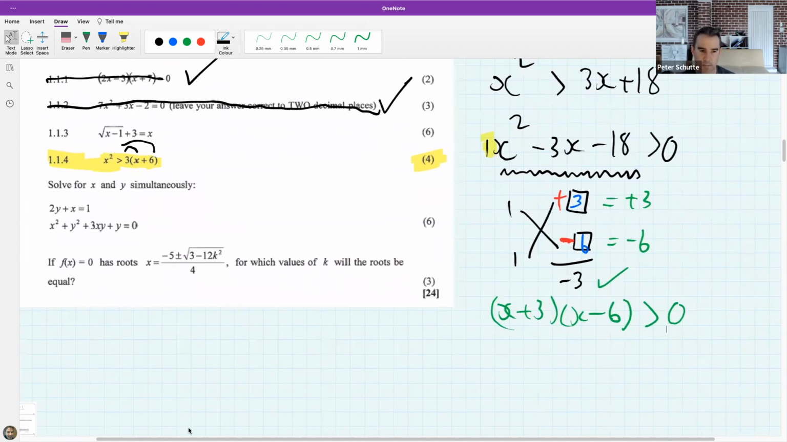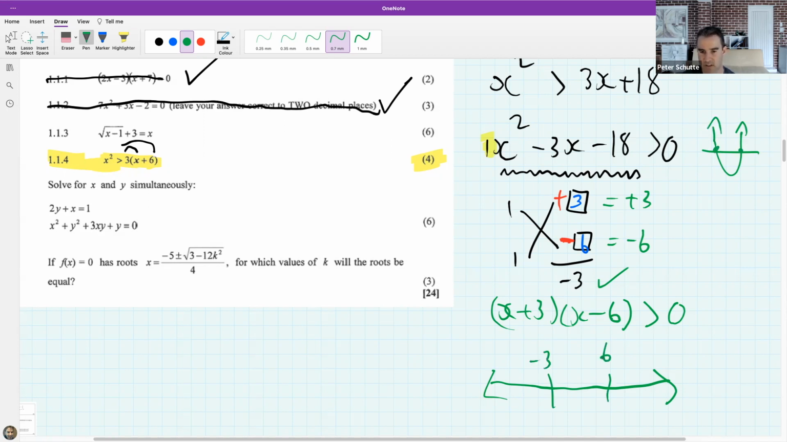And now what's going to happen is I'm going to actually put my critical values on a number line. And the other thing to think about when I do this is, what is the shape of this expression? And it's a happy parabola. So it's going to look like this. And I'm after these two values. And those two values are going to be -3 and 6.